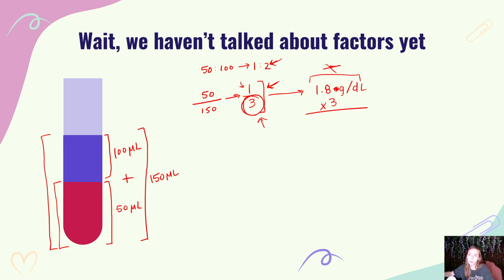So you would multiply 1.8 times 3, which ends up working out to, what is that? 54? Is that 54? I haven't done old school math in a long time. Clear, 1.8 times 3. Yeah, 5.4. Cool. Yay. Okay, so that would give you that your original concentration was 5.4 grams per deciliter. Now, why does that work?